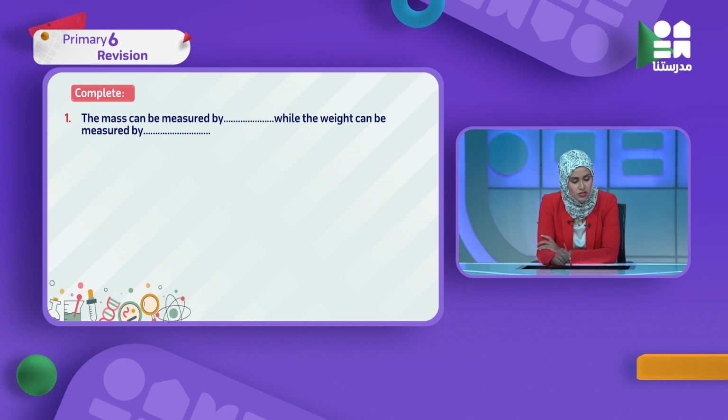Let's complete this question. Number 1, mass can be measured by, meaning I need the tool. It can be measured by balances or scales. While the weight can be measured by, I need the tool also, which is the spring scale.